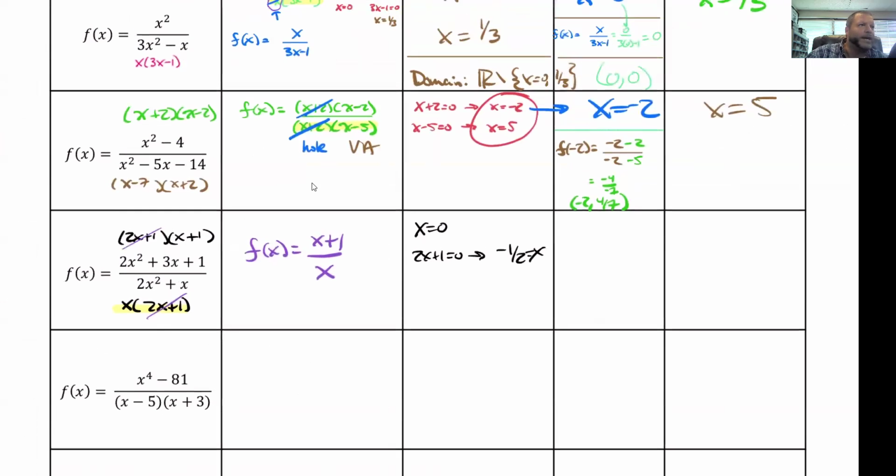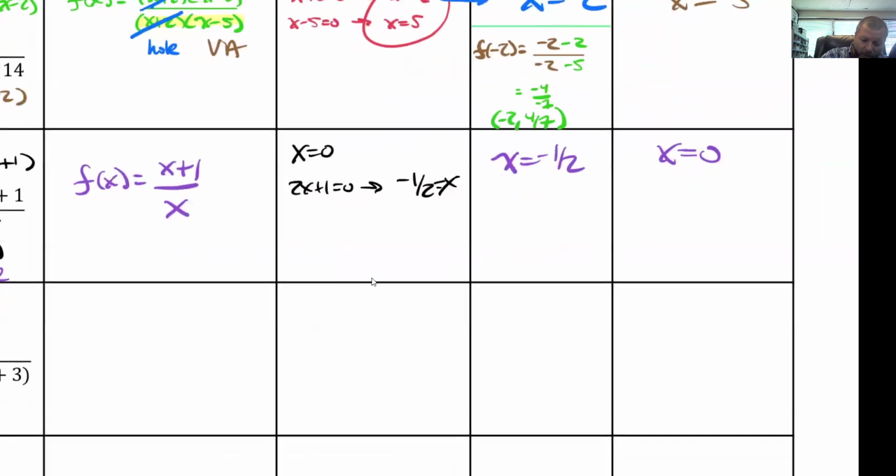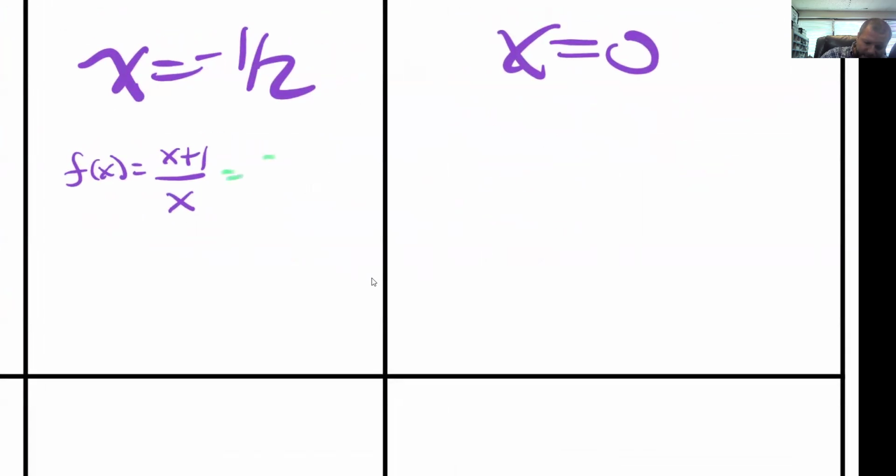All right, so when I look at classifying these things, notice that this 2x plus 1 canceled out completely from the denominator, so that's going to be a hole. So we're going to have a hole when x is equal to -1/2. Notice that this x did not cancel out completely, so that's going to be a vertical asymptote. So x is 0. If I want to find the y coordinate of my hole, I'm going to take x equal to -1/2 and throw it into my most simplified function. I end up with -1/2 plus 1 over -1/2, so it's 1/2 over -1/2. That's going to be -1. So I get this as my hole.